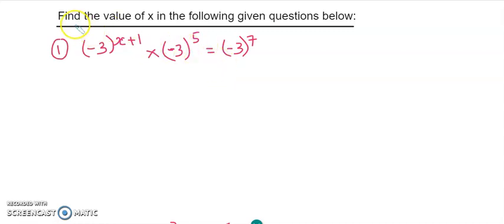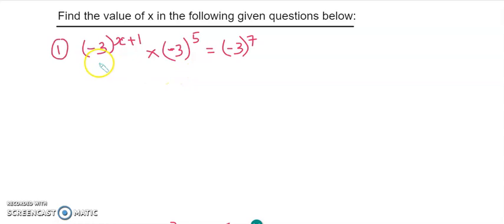As you can see in the heading, find the value of x in the following given questions, and you're going to apply the rules of exponents. First of all, we'll keep the right side the same because there's an equal to sign. We're going to apply the law of exponents on the left hand side.